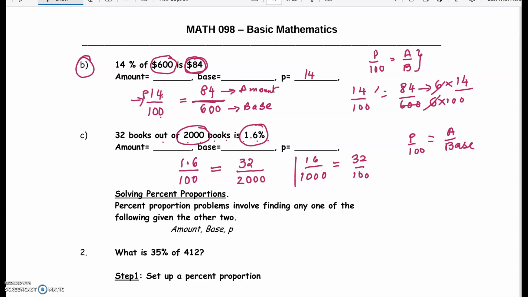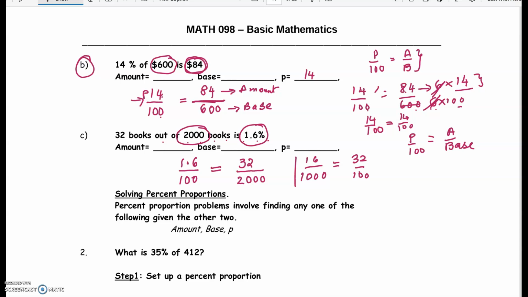And then we can always check by simplifying both sides. 14 over 100 is equal to 84 over 600. 6 goes into 600 100 times, so 600 is 6 times 100, and 84 is 6 times 14. The 6's cancel and you have 14 over 100 is equal to 14 over 100. So both sides are equal. Now we look at the next one.